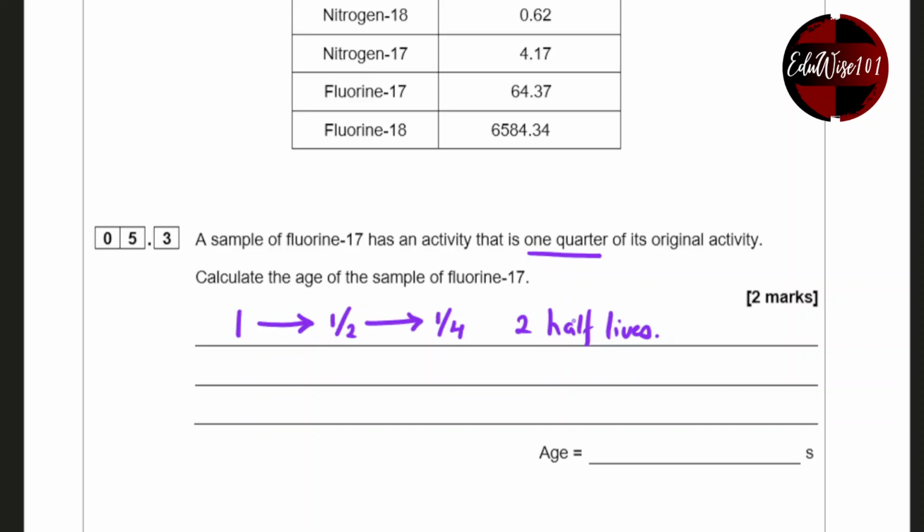If it's gone through 2 half-lives, fluorine-17 has a half-life of 64.37 seconds. So multiply 64.37 multiplied by 2 half-lives. That should give me 128.74 seconds.